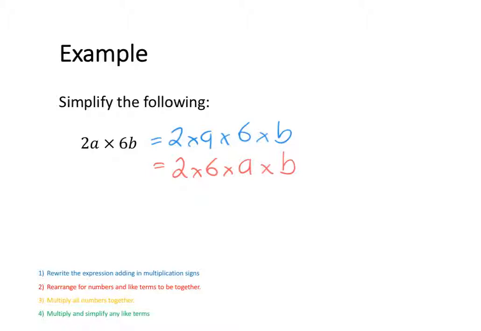So the next step is to multiply my numbers together. So 2 times 6 is equal to 12. So 12 times a times b. I don't have any like terms to simplify, so I can rewrite my expression without any of the multiplication signs. So it's equal to 12ab.